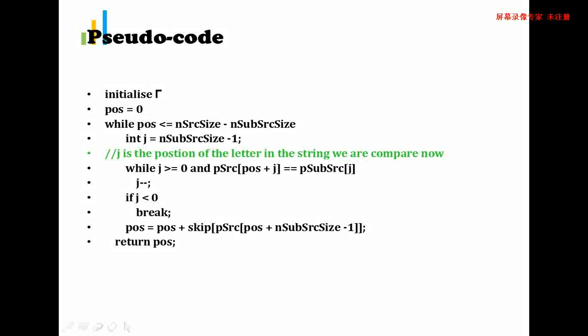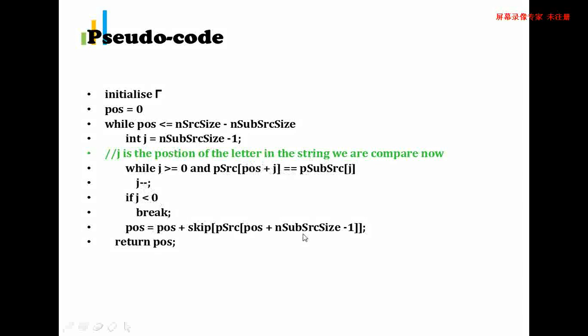So we have J here. J is actually the position of the letter in the string that we are comparing now, and we let it equal the pattern size -1, and we have another while loop here. If J is bigger than or equal to 0, and the array P, which is the string's array that stores all the string's letters, equals the pattern's array, which means that we got a match, and we let J -1 here, and if J is less than 0, we break.